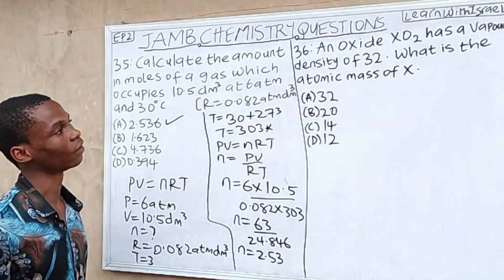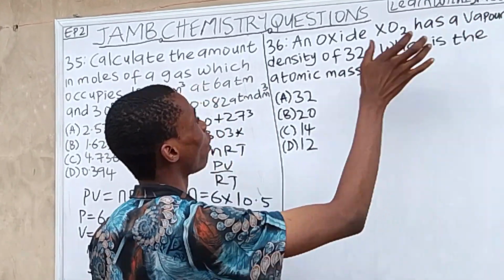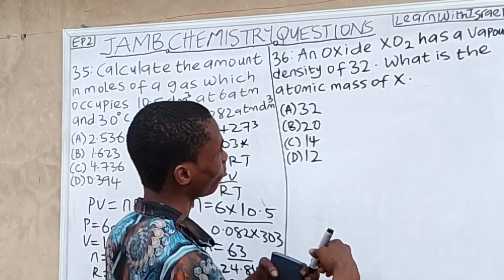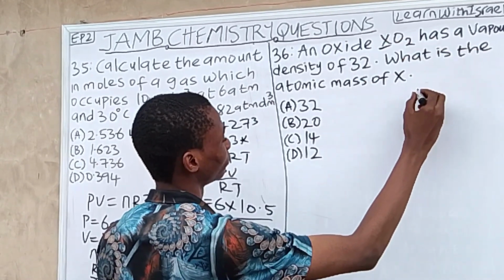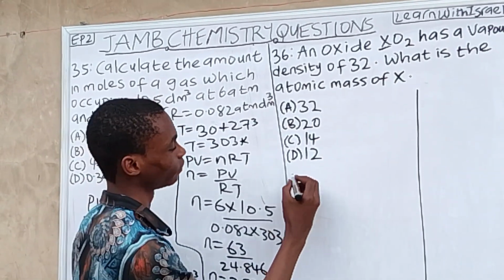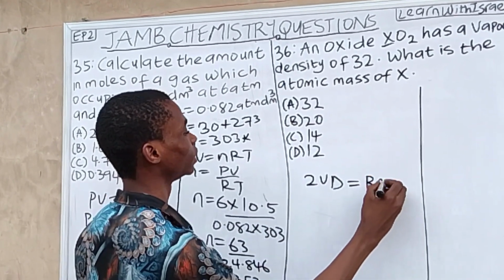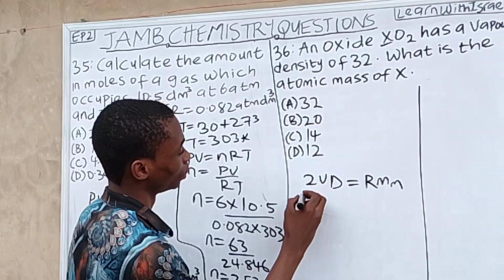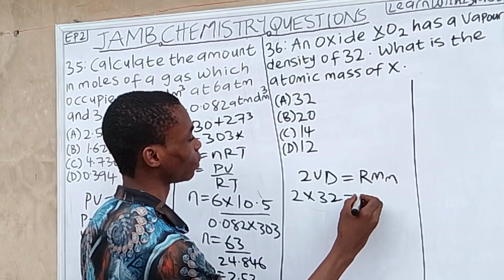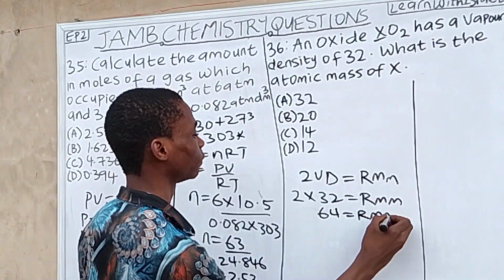I hope you understand this now. Let's move to question 36. An oxide XO2 has a vapor density of 32. What is the atomic mass of X? So this is a vapor density question, and we are looking for X. The formula for vapor density is 2Vd equals Rmm, which is the relative molecular mass. Our Vd is 32, so 2 multiplied by 32 equals Rmm. So our Rmm is 64. What do we do now?